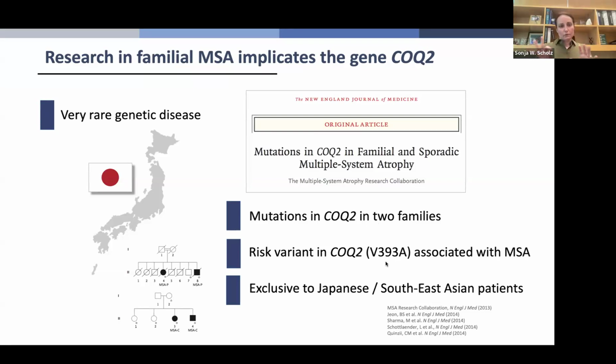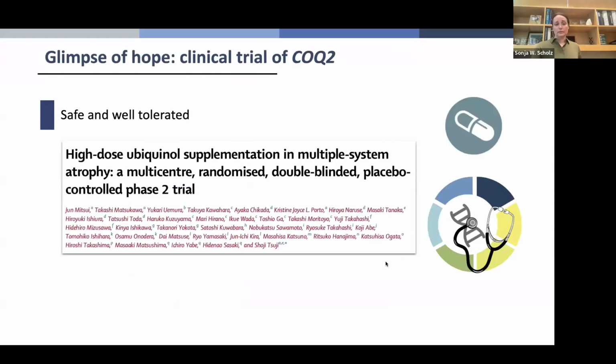And again, there are real population differences. We actually don't see it in the European ancestry population. And so it's important that, as we study patients with these diseases, we think about how it affects different populations. But the good news is there is actually a real glimmer of hope.